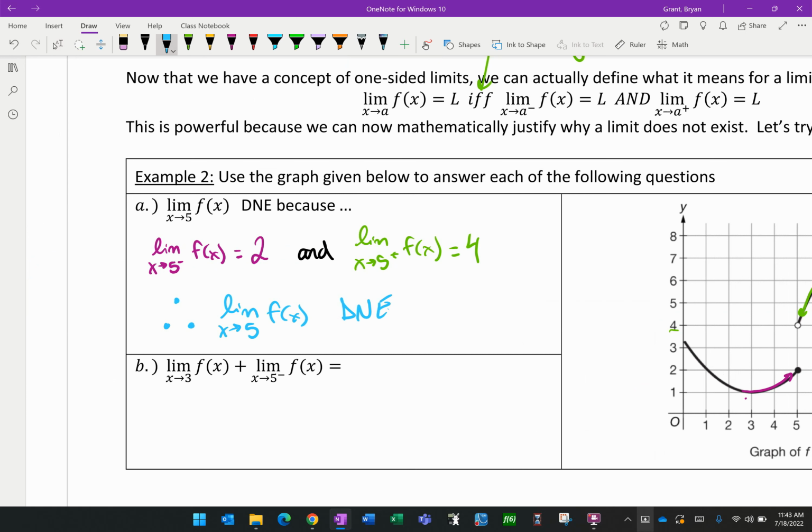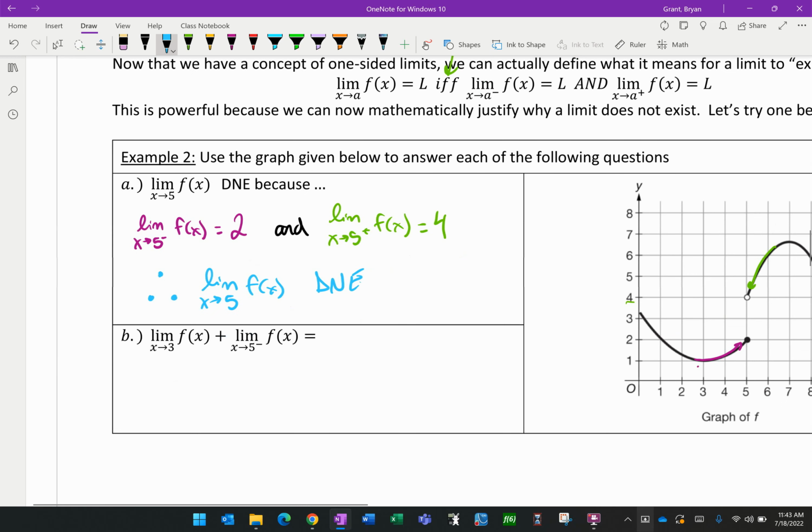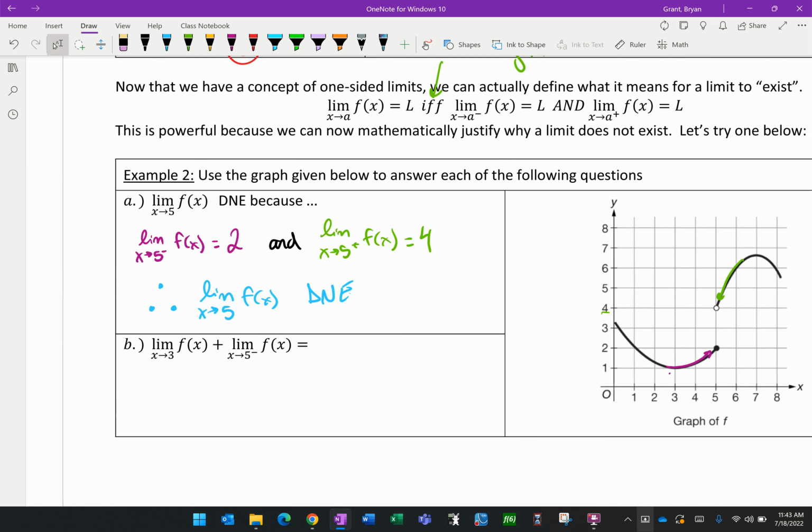So if you're ever asked to prove why a limit doesn't exist, this is what they're looking for. You need to go back to the one-sided limits and show that they are two different values. Now part B on here brings in our one-sided limit practice, but it also brings in something we maybe haven't seen before. Now they're asking us to add two limit values together.